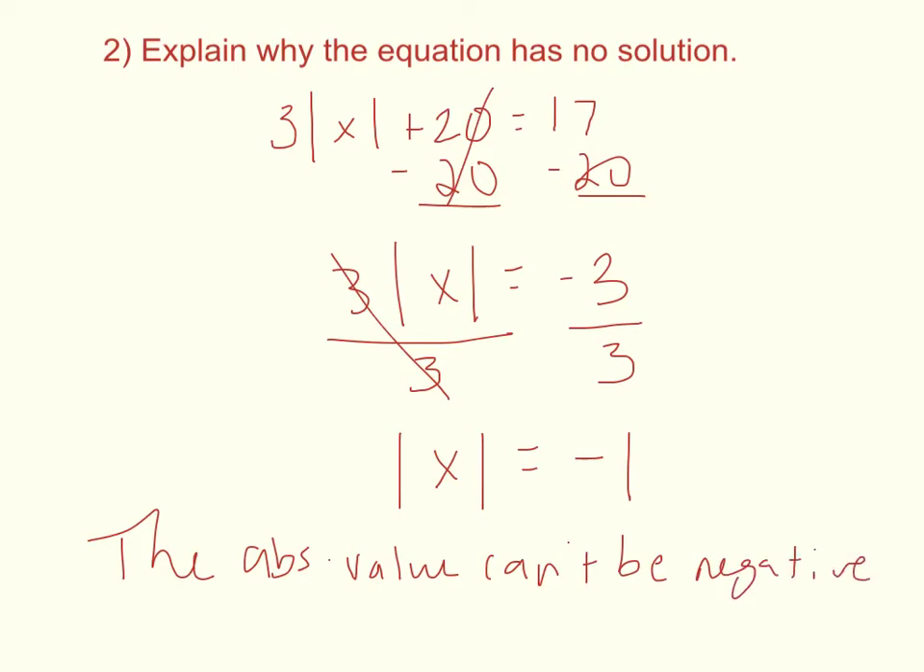Now we got to explain why too. We can't just say that. Because distance can't be negative. Okay, so the absolute value can't be a negative number because distance can't be negative. It wouldn't make any sense for distance to be a negative number.